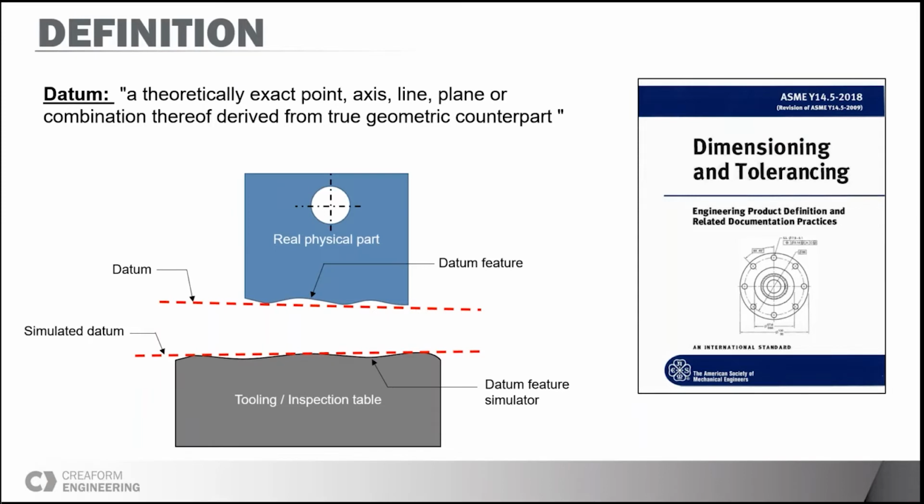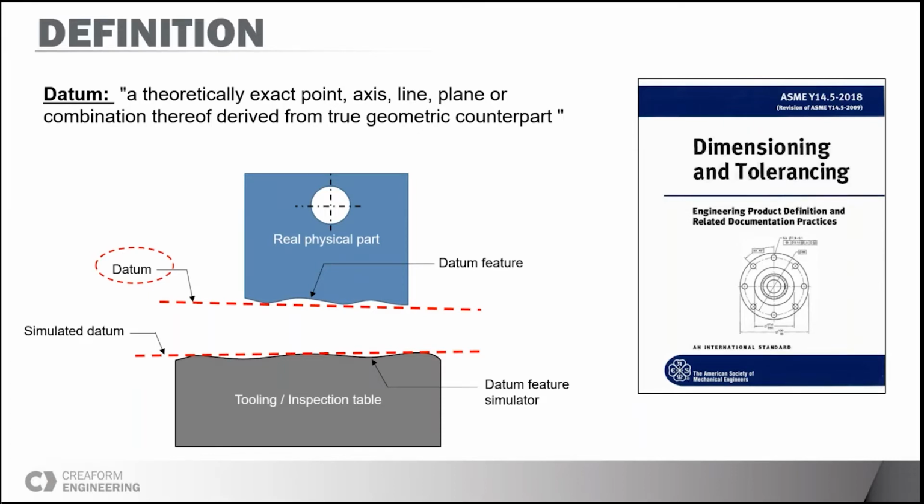to introduce the official definition of a datum, which is a theoretically exact point, axis, line, plane, or combination thereof, derived from a true geometric counterpart. So on the picture, just below the definition, the true datum here is really this one. So the datum is really the origin from which we will measure the part. So that's the reason we want it to be a perfect geometry.